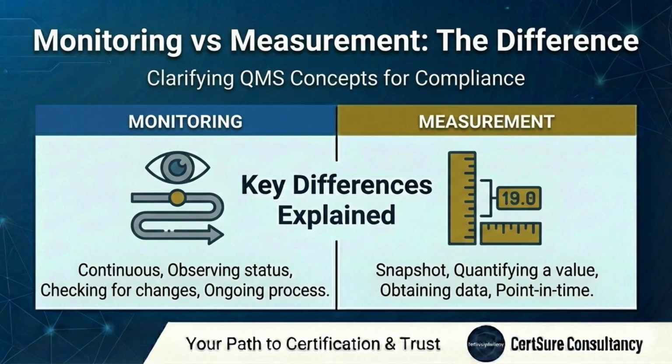So what happens if you only do one and not the other? Without monitoring, you're essentially driving blind. You miss those subtle warning signs, the little things that indicate a bigger problem brewing. And without measurement? No proof. You can say your process is under control, but without data, it's just your word against the auditor's doubt. Measurement is the verifiable evidence needed for compliance.